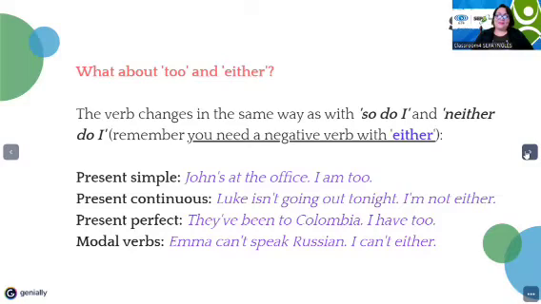Present simple. John's at the office. I am too. Present continuous. Luke isn't going out tonight. I'm not either. Present perfect. They've been to Colombia. I have too. Modal verbs. Emma can't speak Russian. I can't either.